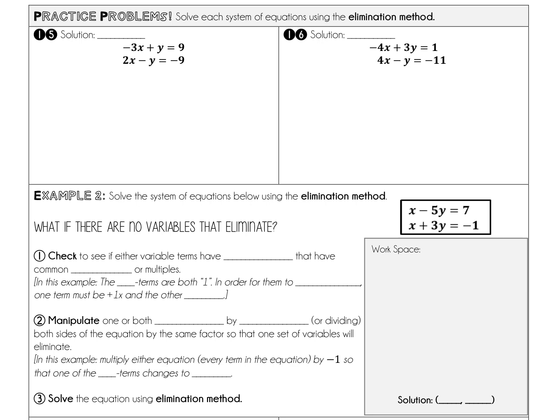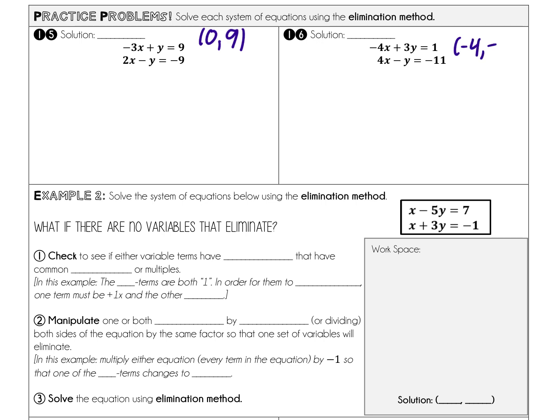I'd like you to solve each of the following two systems of equations using the elimination method. Go ahead, pause the video, and try these two. For number 15, you should have gotten 0, 9, and for number 16, you should have gotten negative 4, negative 5.